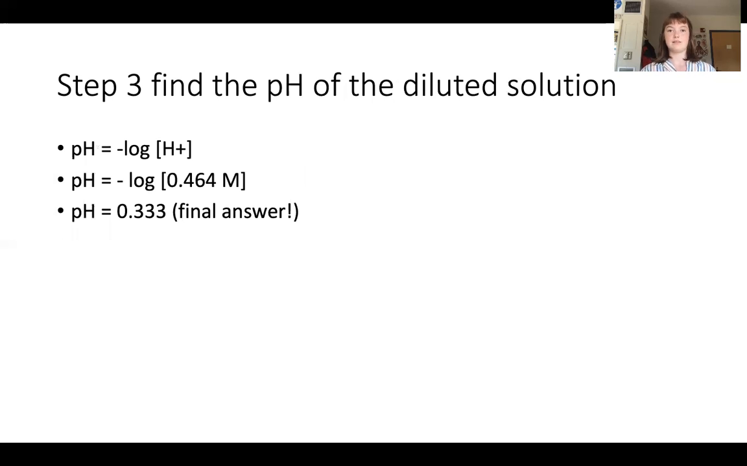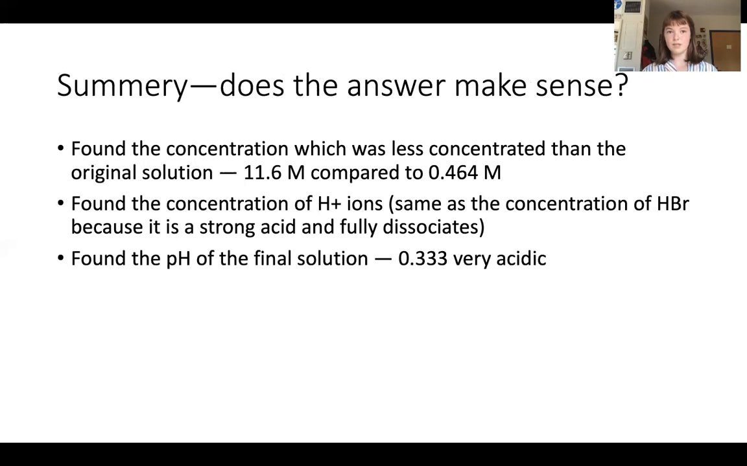Step three is using that concentration of hydrogen ions to find the final pH. pH equals the negative log of the concentration of H plus ions. So we plug that into our calculator. Negative log of 0.464 molar gives us a final answer of 0.333 pH.